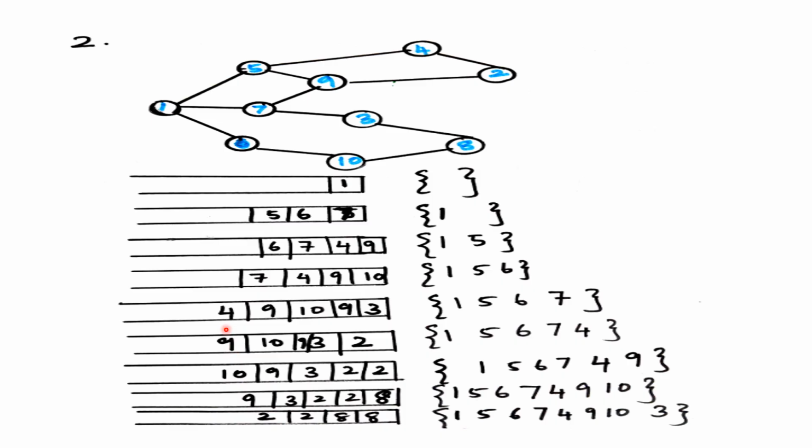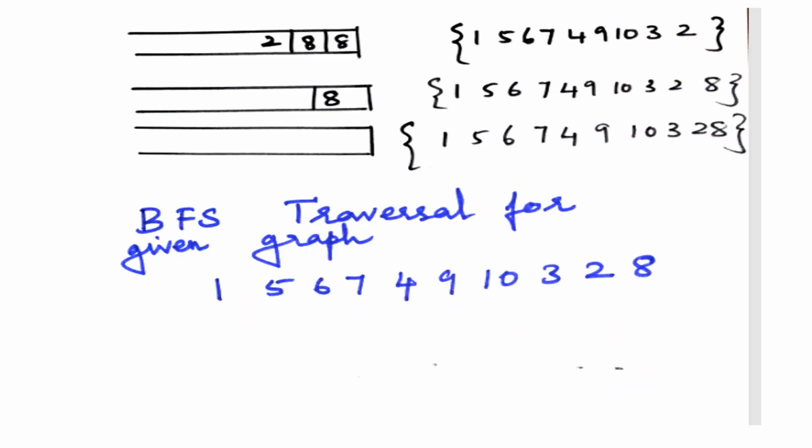While exploring 9, we have the queue structure like this: 10, 9, 3, 2, 2. And while exploring 10, we have 9, 3, 2, 2, 8. While exploring this 9, we can have 2, 2, 8, 8. And then while exploring 2, we can have 2, 8, 8. While exploring 8, only the value 8 is available in the queue structure.